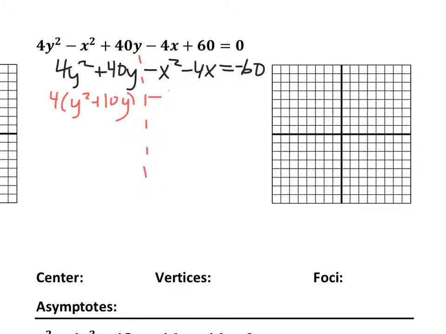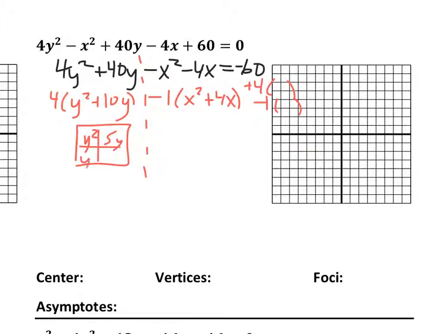Now here I have to take out that negative 1, x squared, which is going to make that a positive 4x. And then I'm going to be adding 4 times something and minusing, or adding negative 1 times something, I guess. Do your box or not. My brain is getting way ahead of myself right now. Okay, so 4 times y plus 5 squared. What do I add? 25.